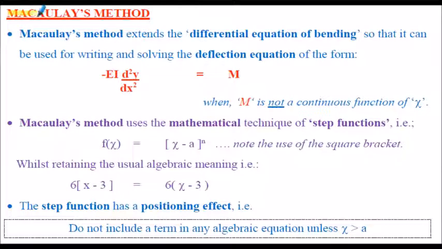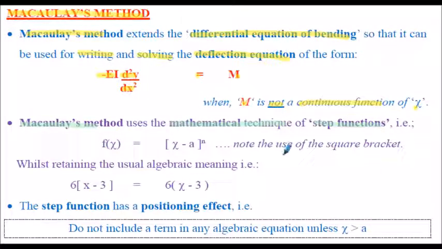Macaulay's method. Macaulay's method extends the differential equation of bending so it can be used for writing and solving the deflection equation of the form negative EI multiplied by d2y by dx squared is equal to M, where M is not a continuous function of x. In other words, it's a discontinuous function. Macaulay's method uses the mathematical technique of step functions.